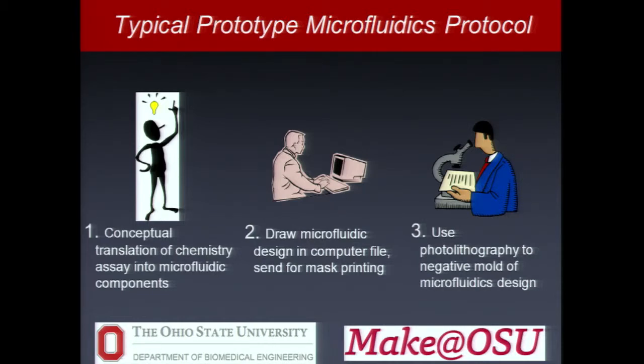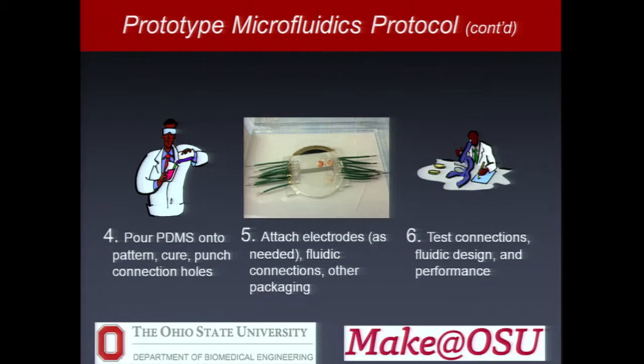We convert that into a pattern or a set of patterns that we can then make masks, do photolithography in order to make the molds, and then we pour the material. So this is for prototypes, I should also stress, that when you get to the industrial scale, you're doing a lot more of the embossing or the hot embossing or the injection molding.